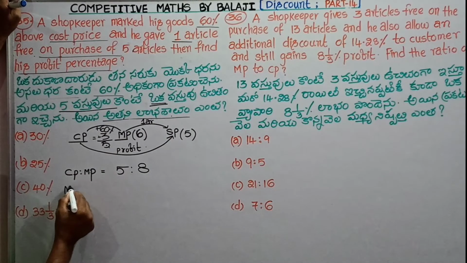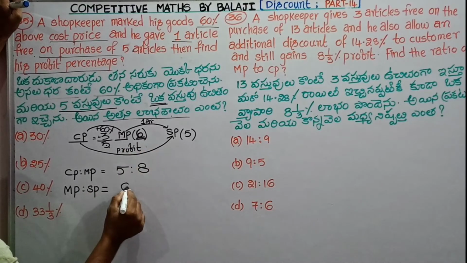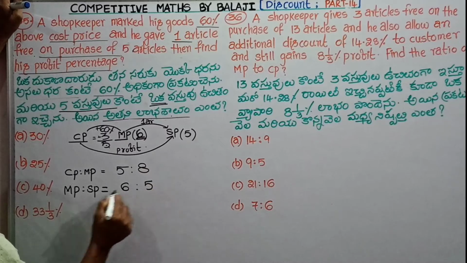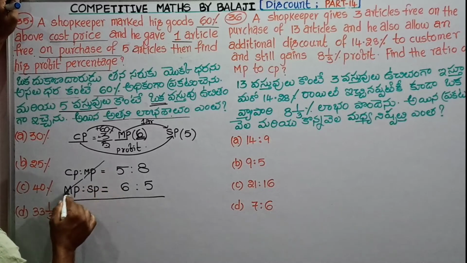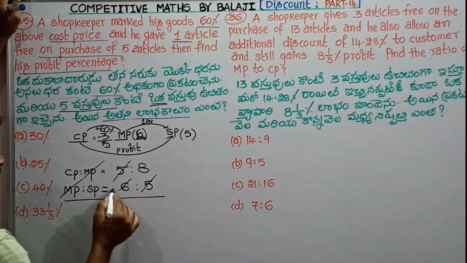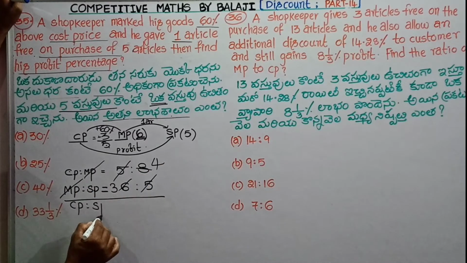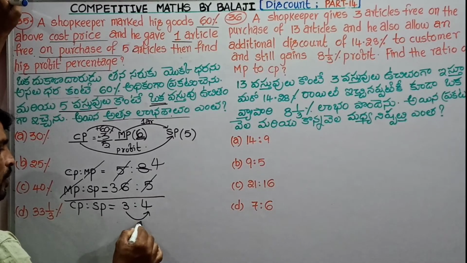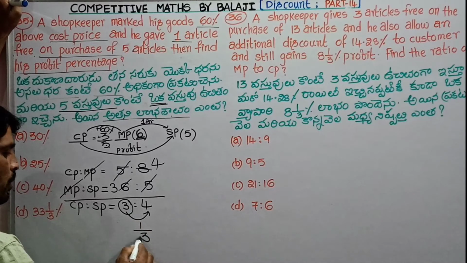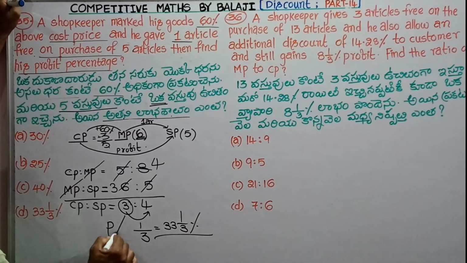So consider the ratio of market price to selling price. If market price is 6 units, selling price is 5 units. And we know that the net effective ratio of these two ratios is profit. So market price to market price gets cancelled, 5 gets cancelled, 2 3s, 2 4s. So the final net effective ratio is cost price to selling price, which is 3:4. That is 1 unit profit over cost price 3 units. 1 by 3 is 33 whole 1 by 3%, so the profit percentage is 33 whole 1 by 3 percent.